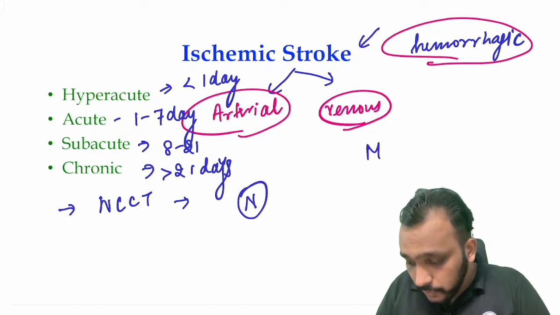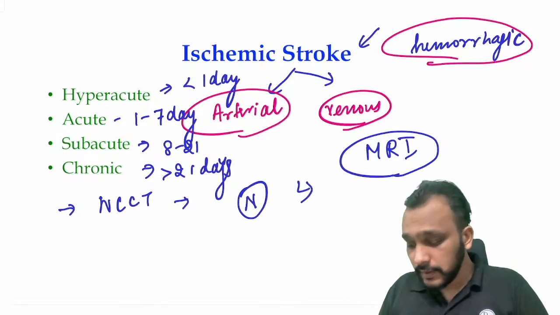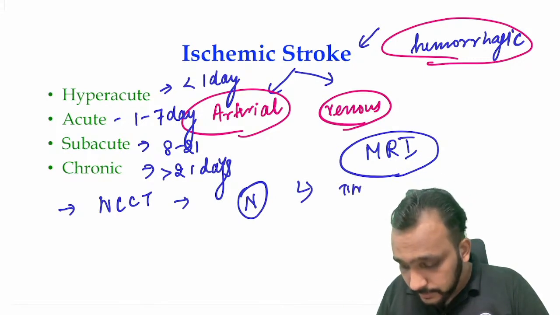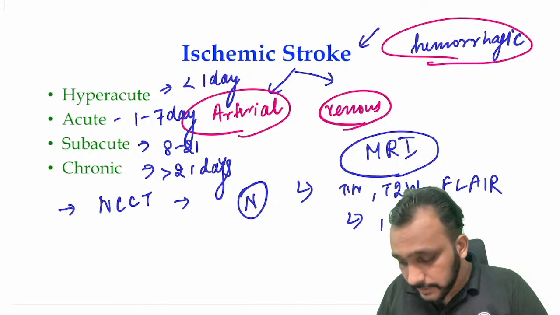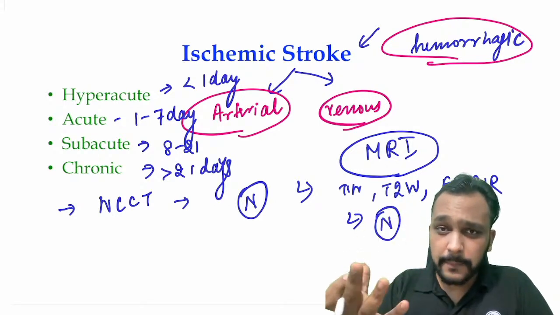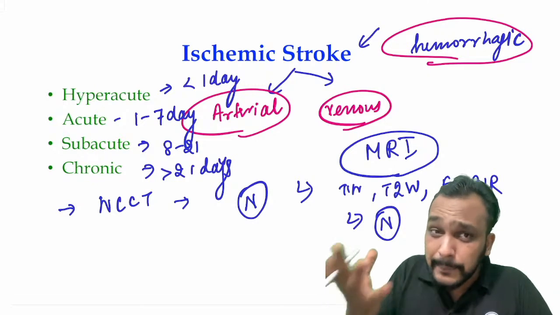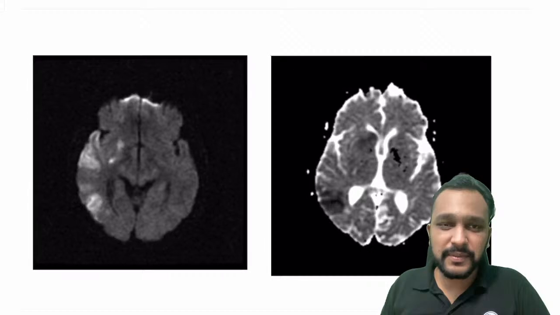And if I talk about MRI, in the MRI also, the T1 weighted images, the T2 weighted images, and the FLAIR images, they may have a normal signal, right? So the best sequence to pick up the imaging features of stroke, hyperacute ischemic stroke, is your diffusion weighted imaging.